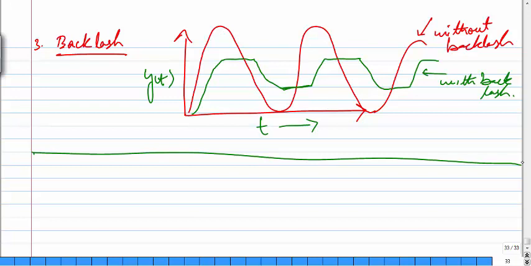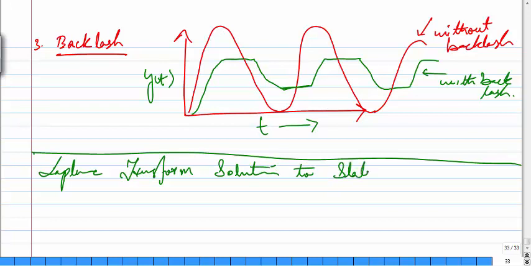Now these are the types that affect the response. And the last one is Laplace transform solution to state equations.